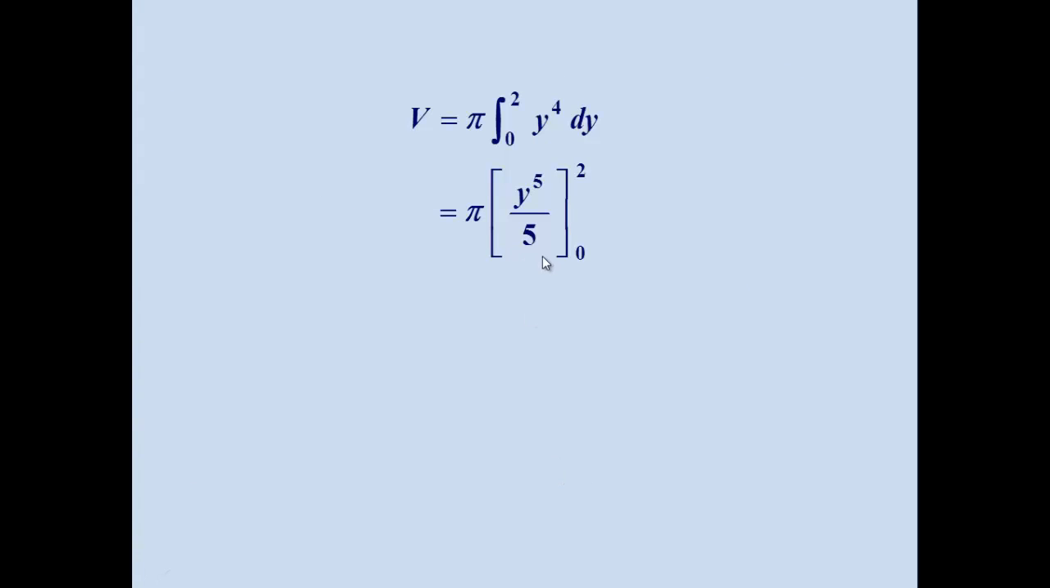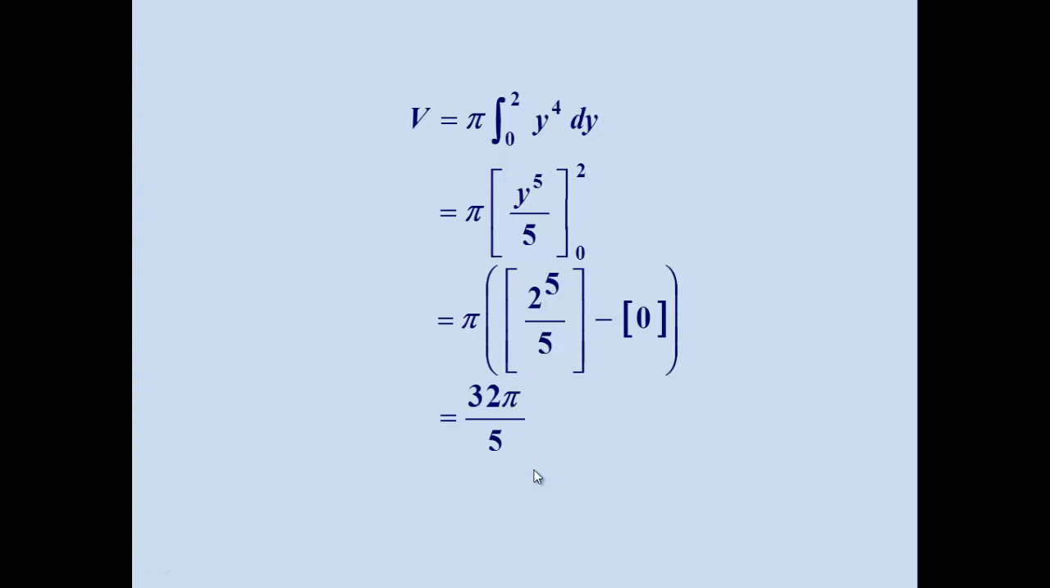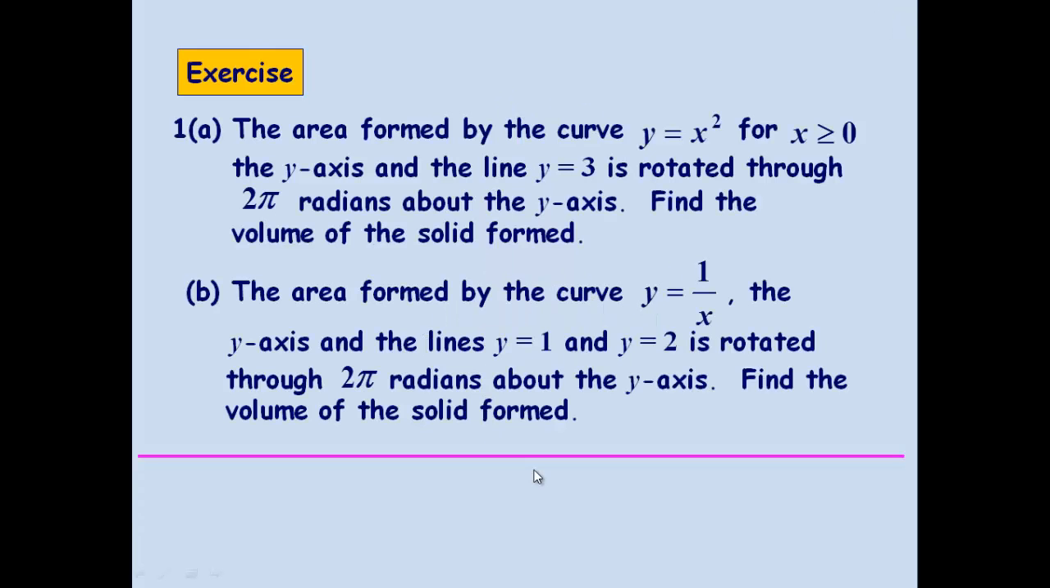So same process now, raise the power 1, divide by the new power, plug in the limits, we get 2 to the power of 5 over 5 minus 0, and we get 32 pi over 5. Okay, have a go at these.